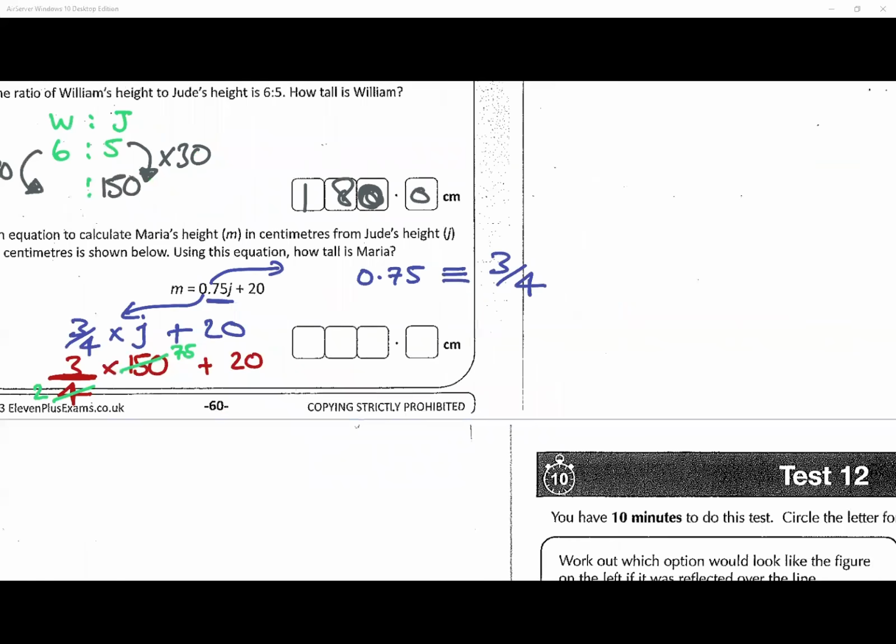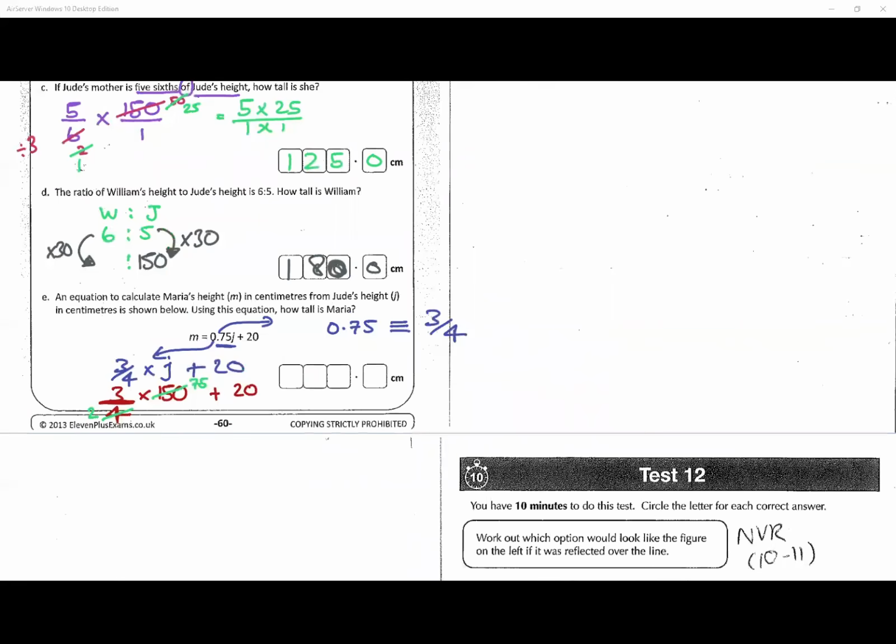Let's copy that down on the side over here because I'm going to jump into the next page. So 3 times 75 divided by 2 and add the 20. What's 3 times 75? It's 225. And what's 225 divided by 2? 112.5. And what's 112.5 add the 20? 132.5. Fantastic.